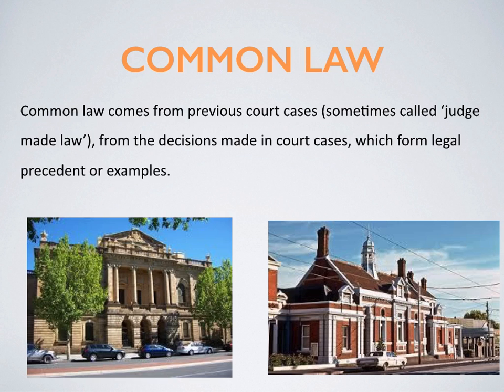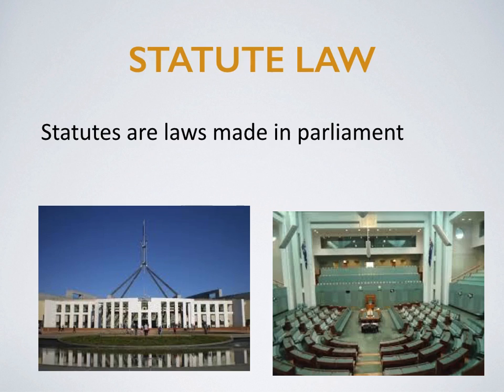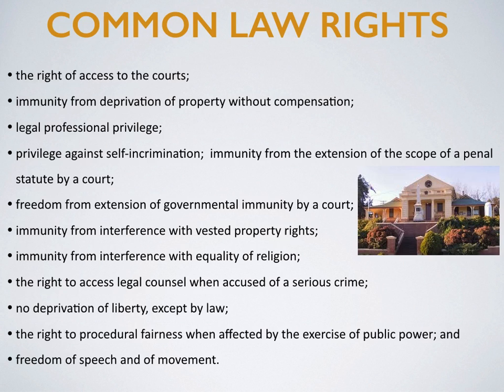So let's go back and have a look at common law again, because this is a big part of our rights, an important part of our rights. It comes from previous court cases, and they can be customs and understandings that result from previous court cases. It's a very slow, incremental process, and it usually starts off with a single decision made by a judge, and then more decisions reinforce this original decision until it becomes an understanding, something that's accepted, something which is precedent. Statute law are laws made in Parliament, so they're handed down by Parliament, and as we've already seen, these are affected by international laws or international covenants.